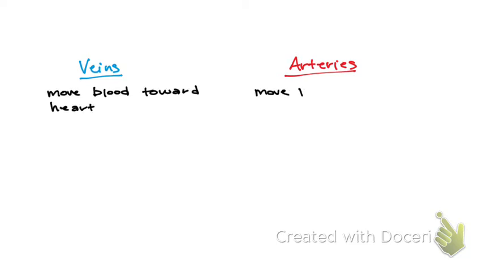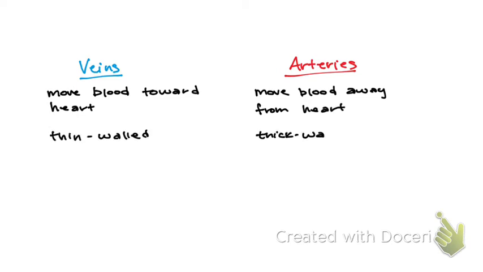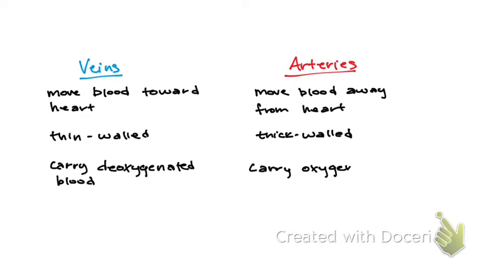So let's look at the difference between veins and arteries. Veins move blood toward the heart, while arteries move blood away. Veins are very thin-walled, while arteries are thick-walled. Veins carry deoxygenated blood, while arteries carry oxygenated blood, and this is sort of a generality. There are cases in which the arteries have deoxygenated and veins have oxygenated, but we'll cover that later.